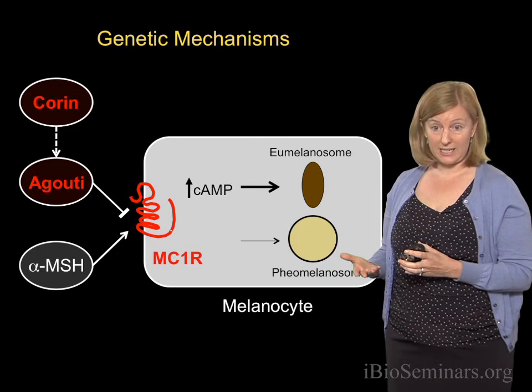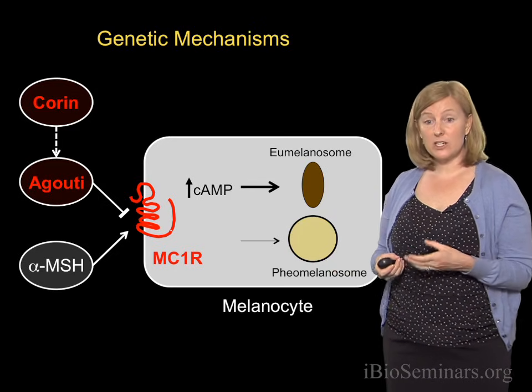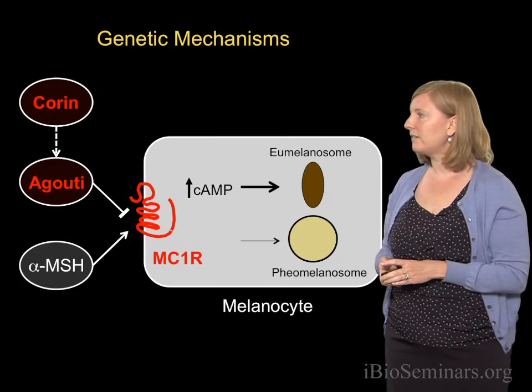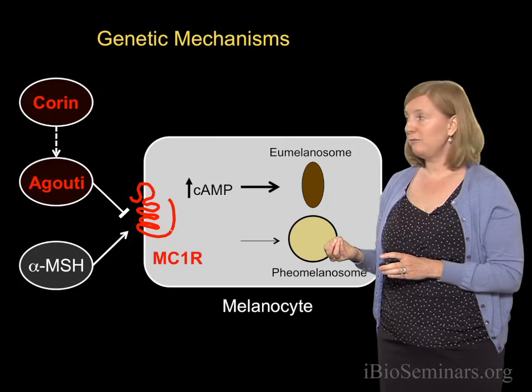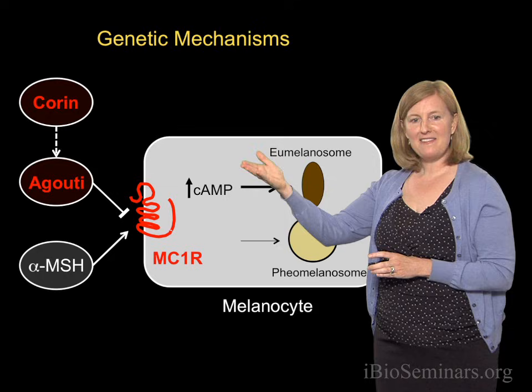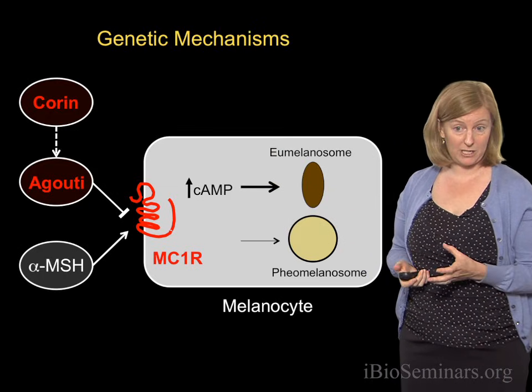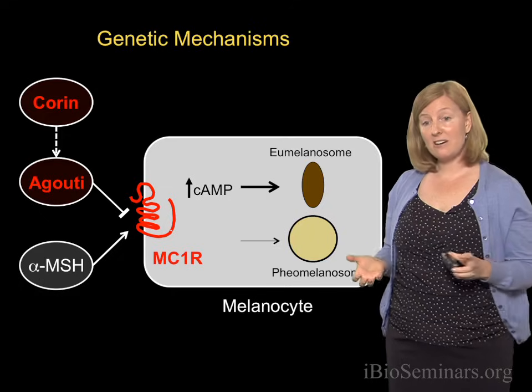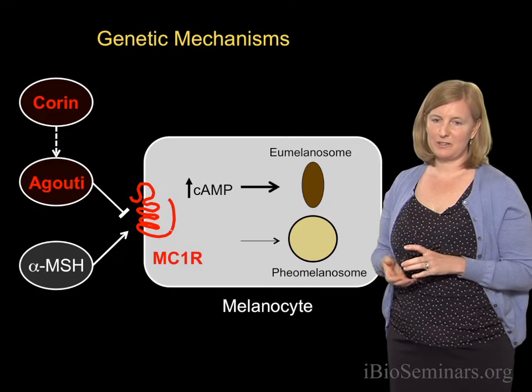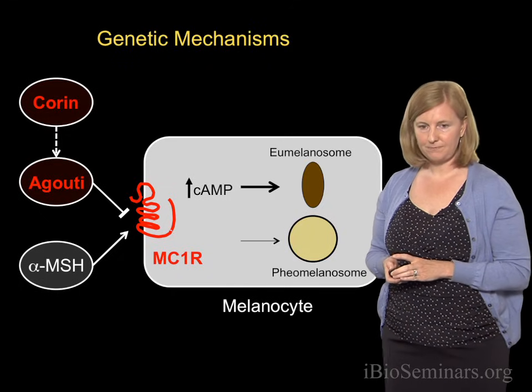Corin is the third gene, and while this gene is just newly discovered in the last few years, we don't know its exact function, but we know it interacts with the agouti, and that, again, increased expression of corin is associated with this light pigmentation in beach mice. So these genes are interacting together to produce light pigmentation.